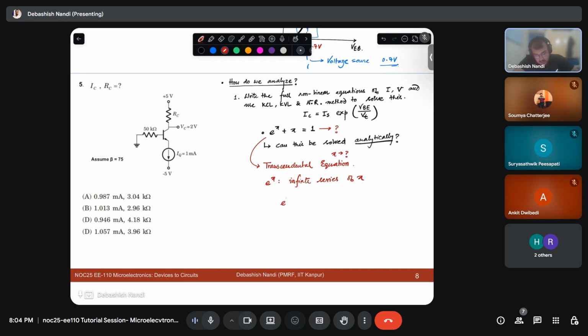Is it not? e to the power x is what? 1 plus x square by factorial 2, x cube by factorial 3, right? You are equating an infinite series with a finite series. So that will never help you to solve anything, right? Because you do not know at what limit x your solution lies. Fine.